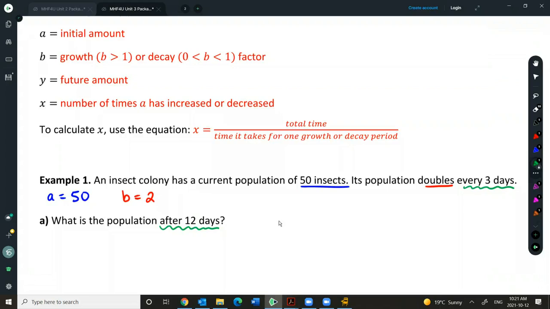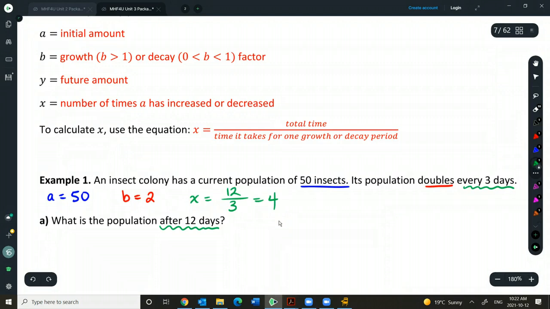So if my population doubles every 3 days and I have a total of 12 days, how many times by the end of that 12 days will my population have doubled? Matt? 4 times. So basically we calculate this by doing total time, which is 12 days, over the time for one growth to occur, which is 3 days. So that gives us 4 doublings that have happened over that total time.